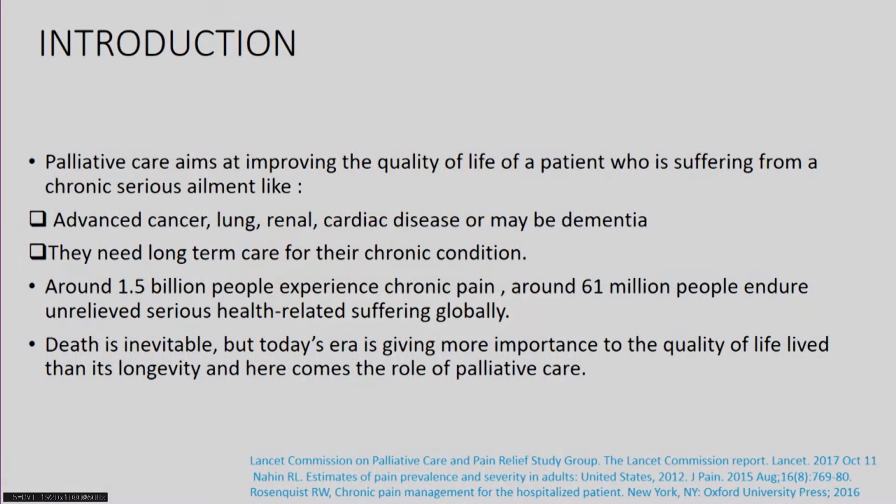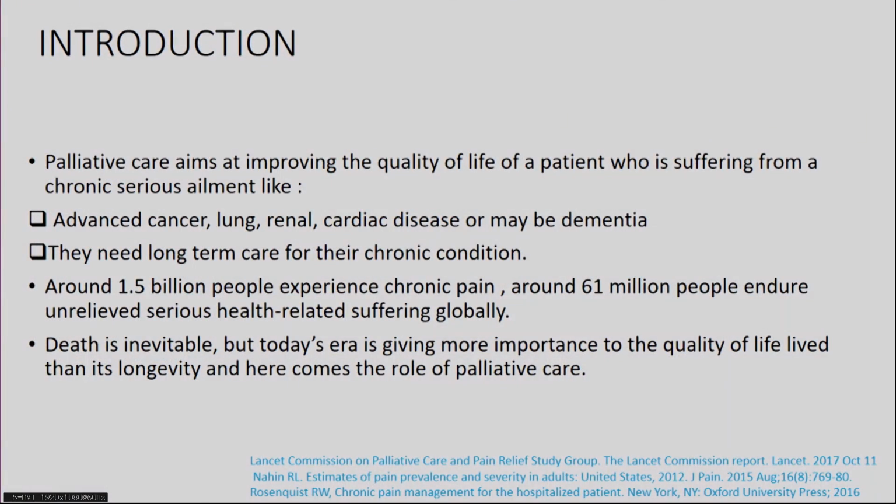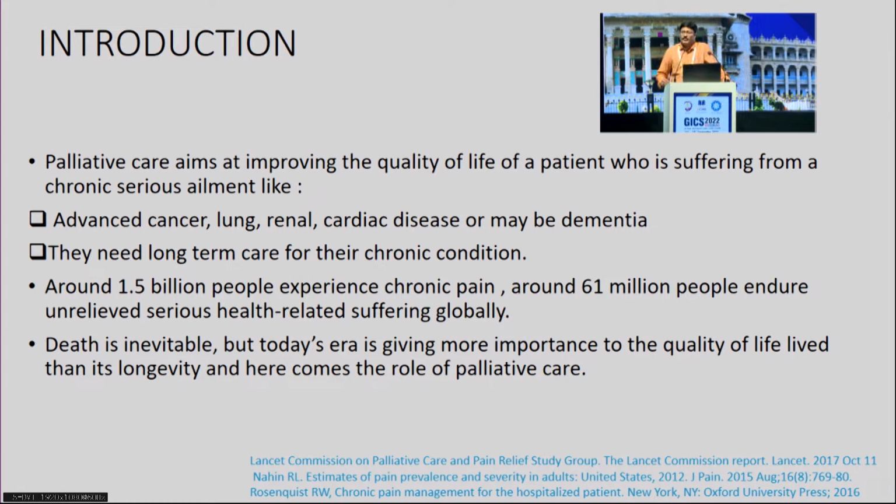So palliative care aims at providing quality of life to a patient who is suffering from chronic ailment. It's not about the cancer. So when you talk about palliative care, you think about cancer patients, oncology patients. It's not about oncology patients. Palliative care we provide for patients with chronic diseases, advanced cancer, lung, renal problems, cardiac problems, a patient with congestive heart failure, severe cardiomyopathy, or a patient with later stages of Parkinson's disease, or a patient with dementia, they require palliative care.